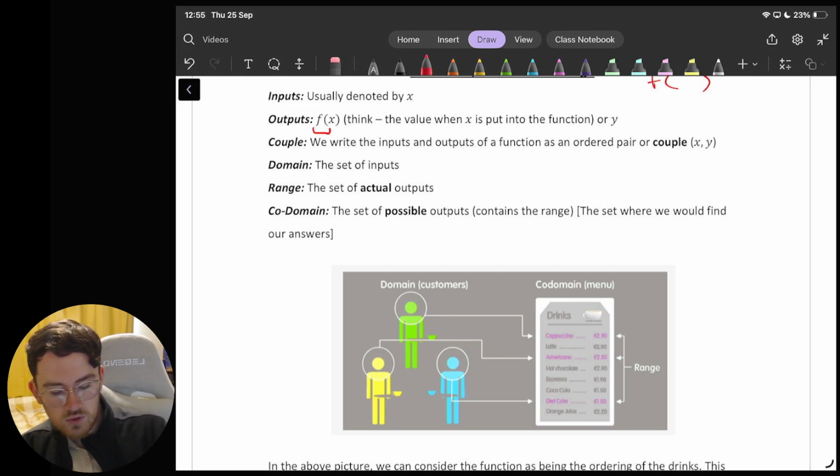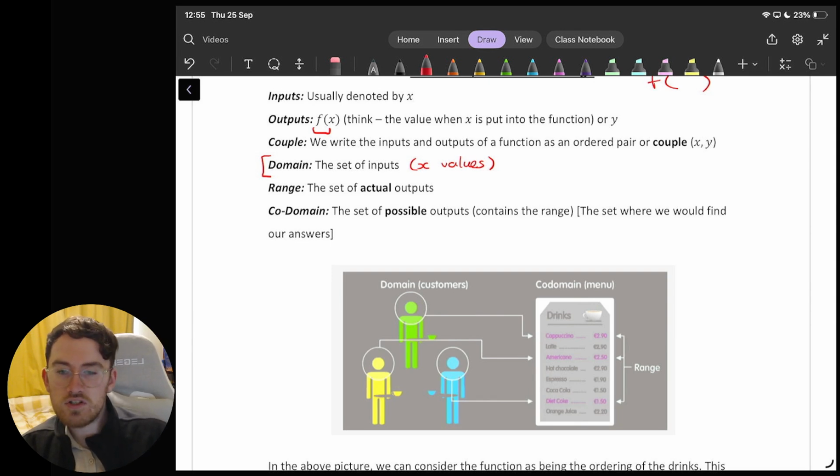The first one of those is the domain. The domain is the set of inputs, and I'm going to write in brackets here, that's my x values. So the domain is the set of all x values. This will usually be given to you in a question. They will identify the domain. They could do that in a number of different ways because functions are usually so expansive in the sense that you could nearly put any x value into it.